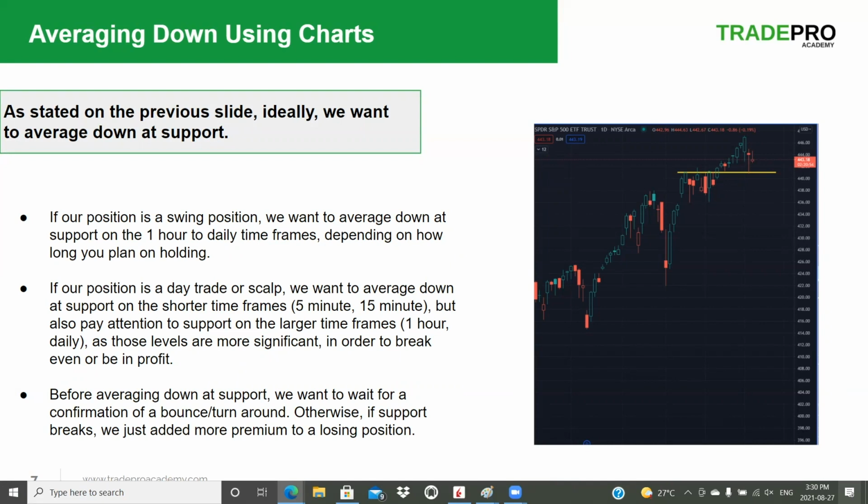Your incentive has changed. Let's say you were originally in a position for a day trade or scalp and you got caught in it. The incentive isn't to scalp, it's to get out at break even. So we can pay closer attention to both timeframes in that situation. Also, before averaging down at support, we want to wait for a confirmation of a bounce or turnaround. Otherwise, if support breaks, we just add more premium to a losing position. We definitely do not want to do that and want to avoid that at all costs.